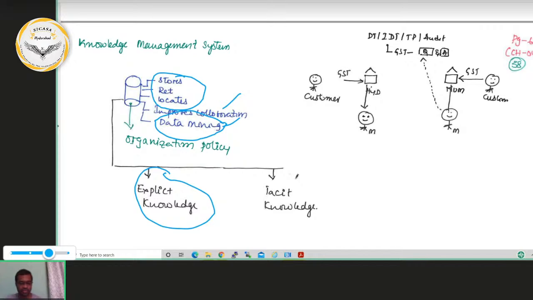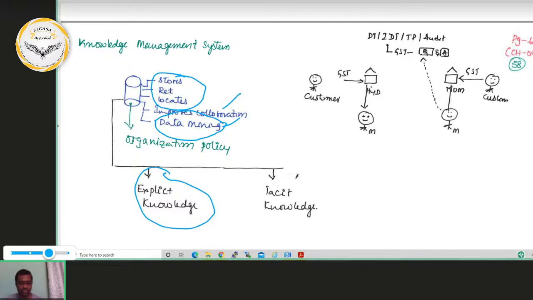Okay. So we completed operation level information systems. We are studying knowledge level information systems. In knowledge level information systems, we understood what knowledge is, and we have completed knowledge management system. Now we have one more, called decision support systems.